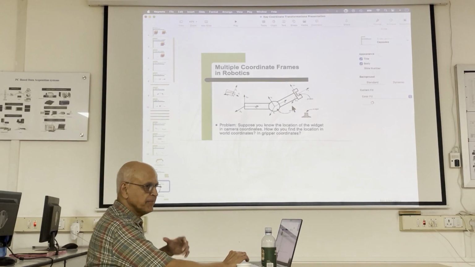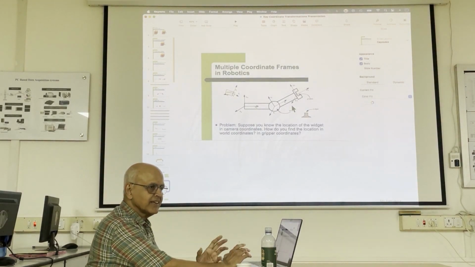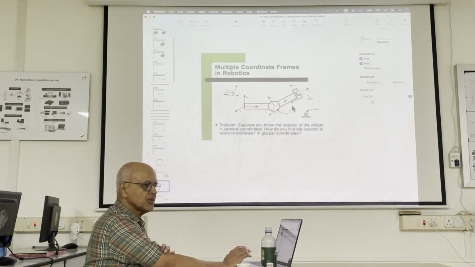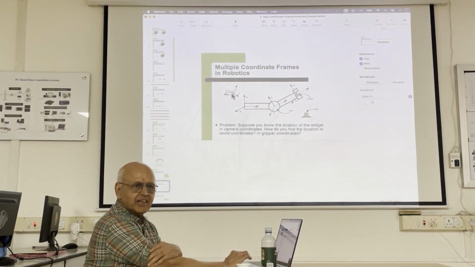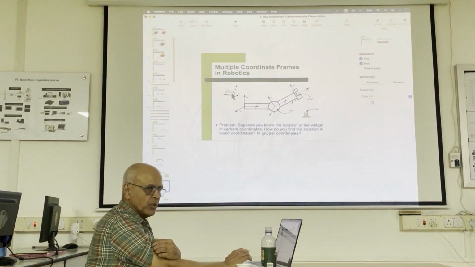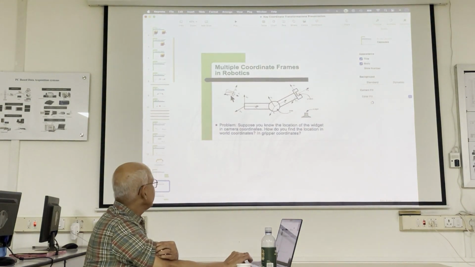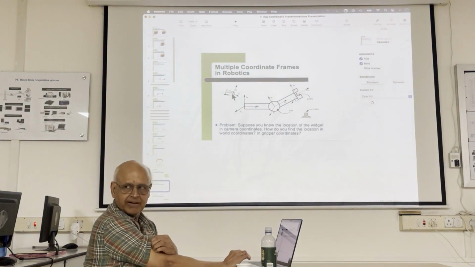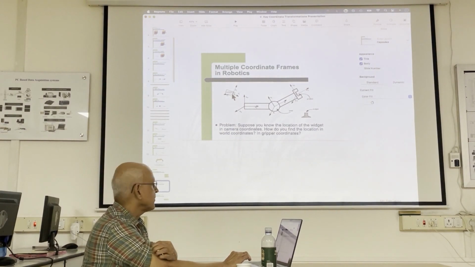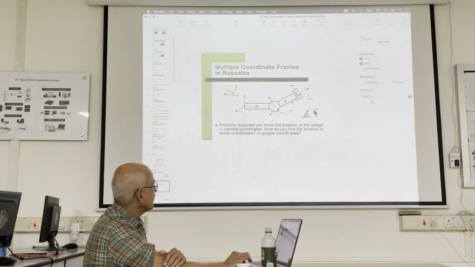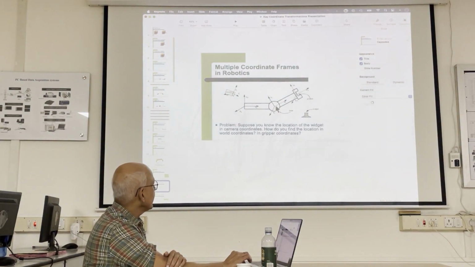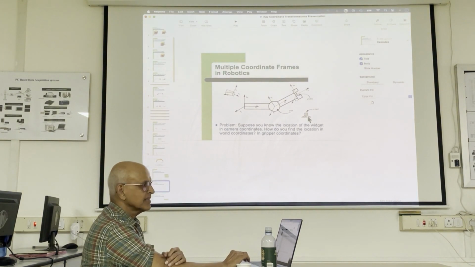So here's the problem that finally, if you didn't get it so far, should convince you that we need transformations. Here is a camera that is on the wall. It's a fixed camera, but it could also be moved. Therefore, it needs its own axis system, correct? It has to be a right-handed coordinate system. Here is a widget, or a part, another name for a part. Here is a robotic arm with a gripper, and you need to go and pick up the part.